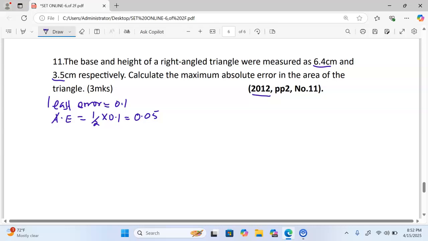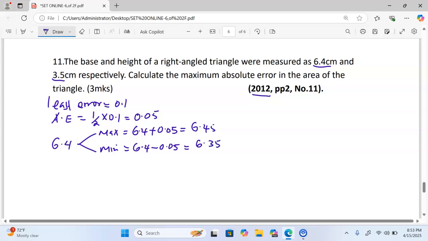From there we can look at the base. Remember, we have 6.4 as the base, so we need the maximum value. To get the maximum value of the base, we take 6.4, we add 0.05, and this is going to give us 6.45. Then the minimum value of the base is going to be 6.4 minus 0.05, which gives us 6.35.